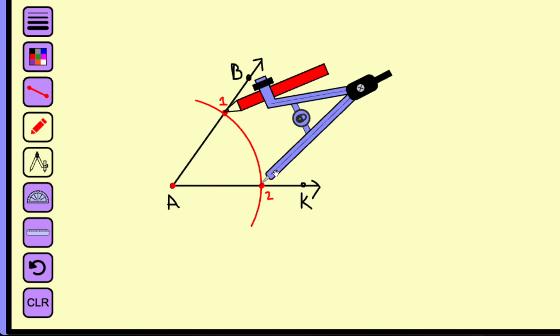Now you can keep your compass open to this full length of the opening. However, a common theme that you might hear is, hey, open up your compass more than halfway of this length.